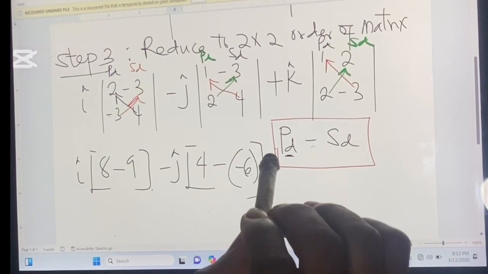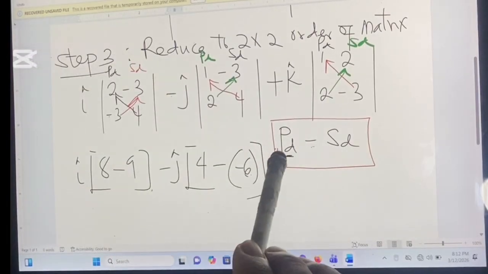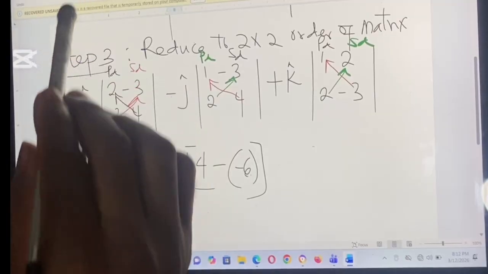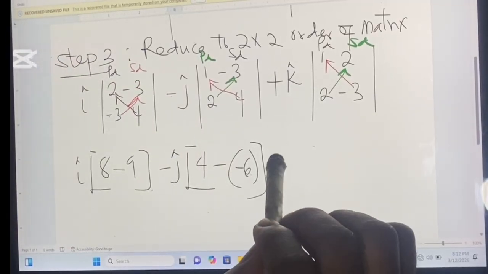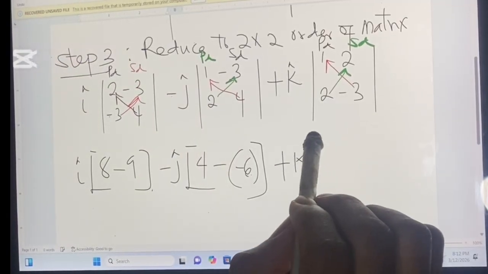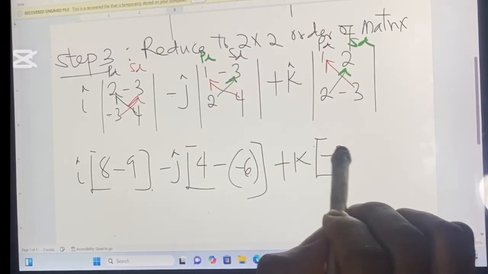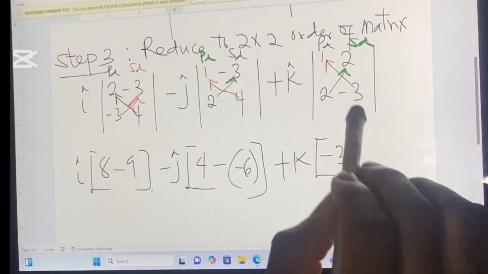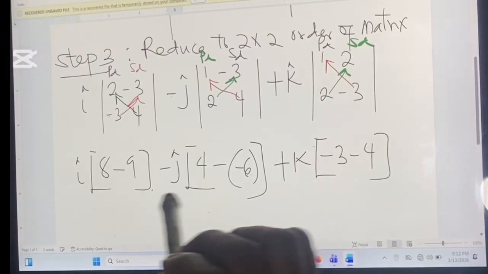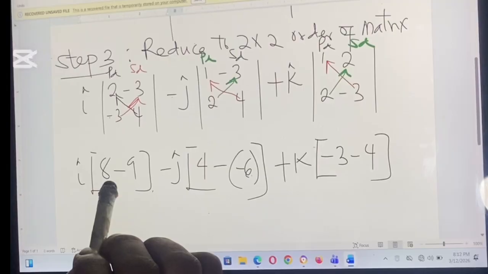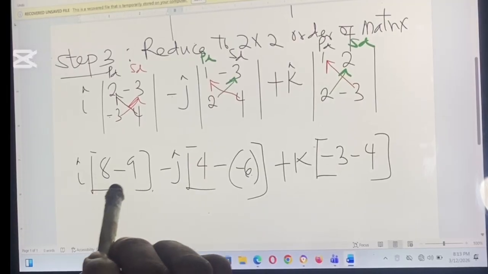Okay. Now the last one here, class. The last one here is plus k. Now let's get this primary diagonal. Minus 3 times 1 gives us minus 3. Minus from the formula. 2 times 2 gives us 4. Please take note. So class, this will give us 8 minus 9. Let's simplify what is inside the bracket here. 8 minus 9 will give us minus 1.